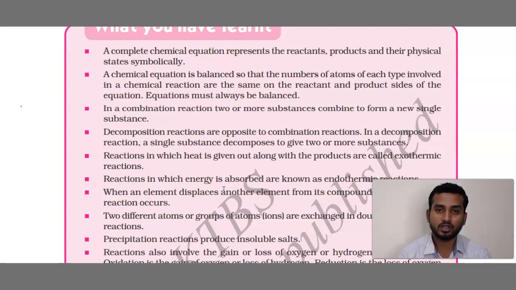From these areas, start solving some number of questions. Okay, definitely you will become expert in this chapter.